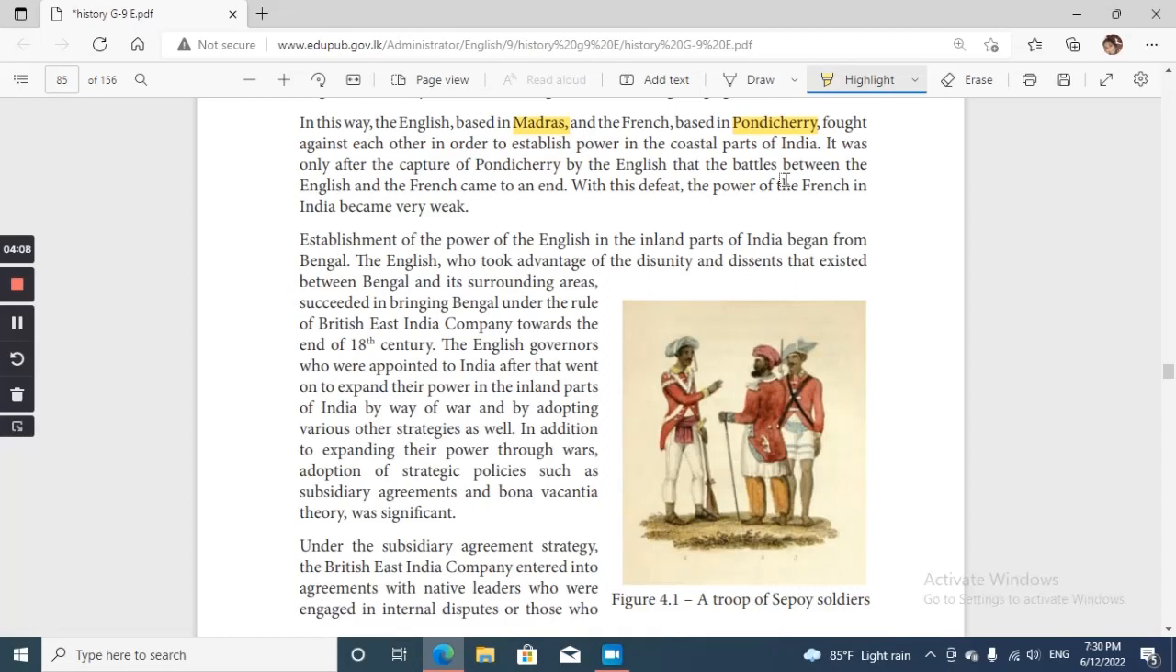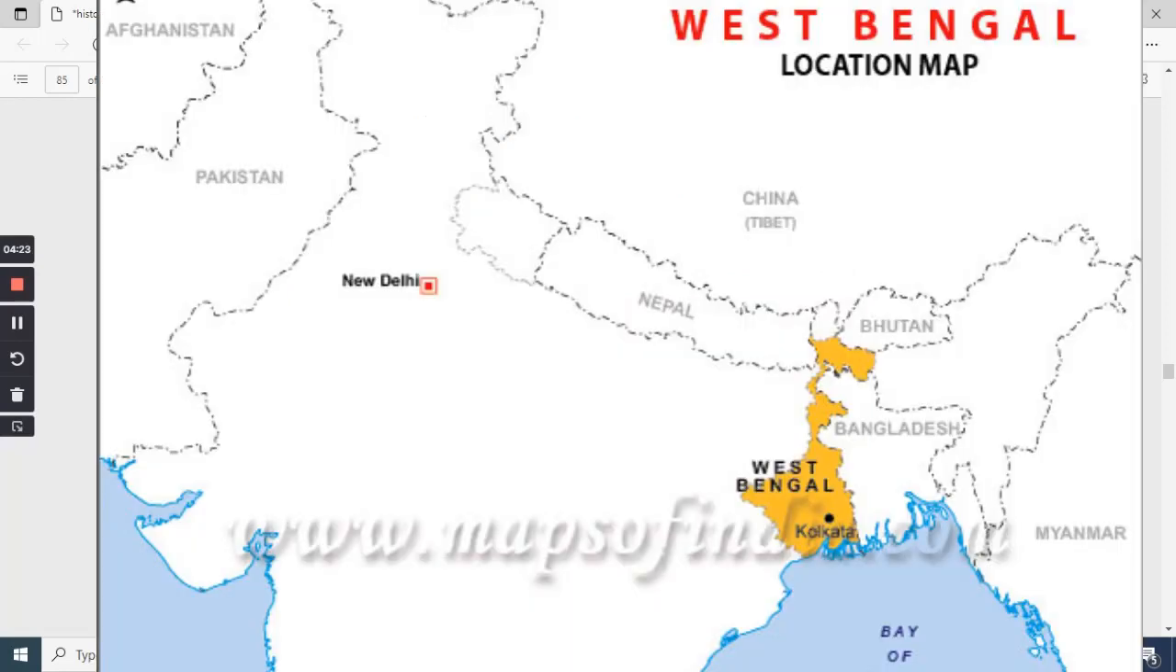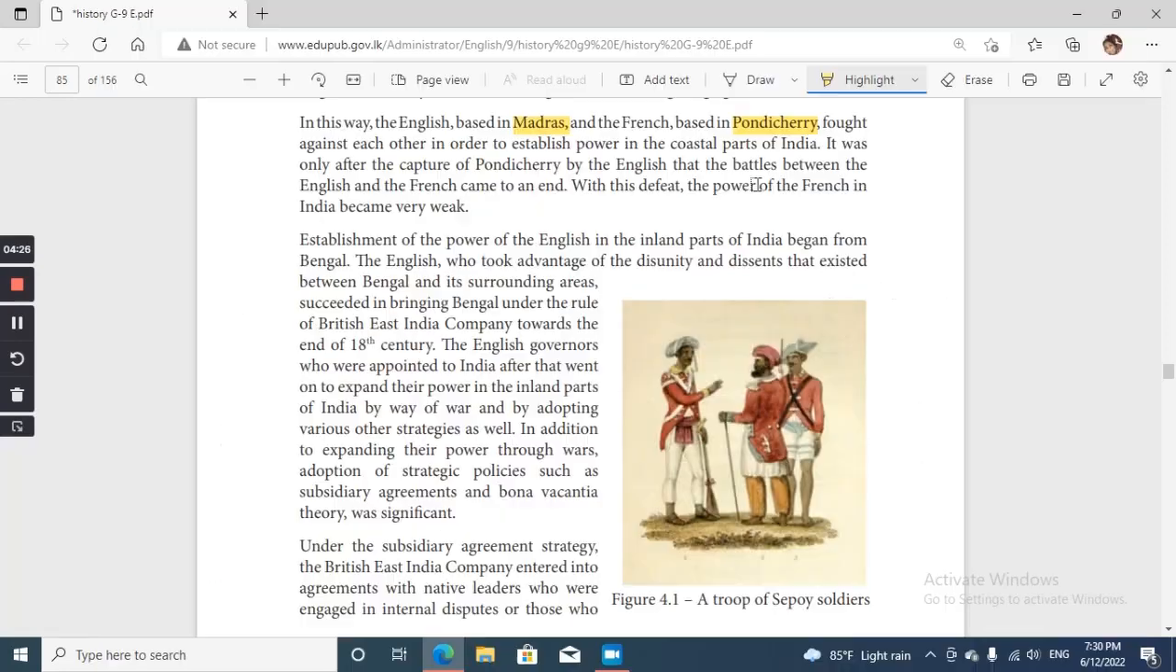Now that the French were very weak, the English thought of establishing their power in the inland parts of India. How did they start? They started capturing from Bengal. You can see where Bengal is situated in the picture on the screen. The English took advantage of the disunity of Bengal. Bengal was surrounded by other areas, there was disunity between Bengal and those areas, and the English took advantage of it.